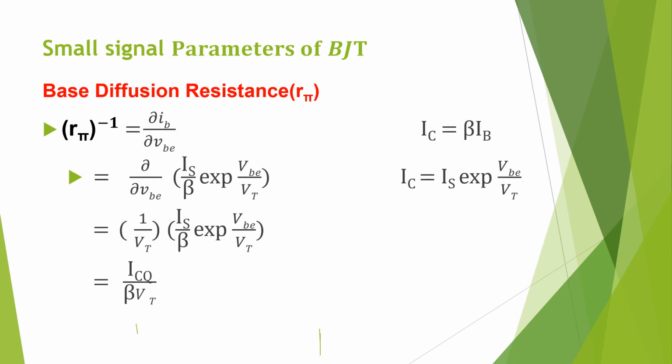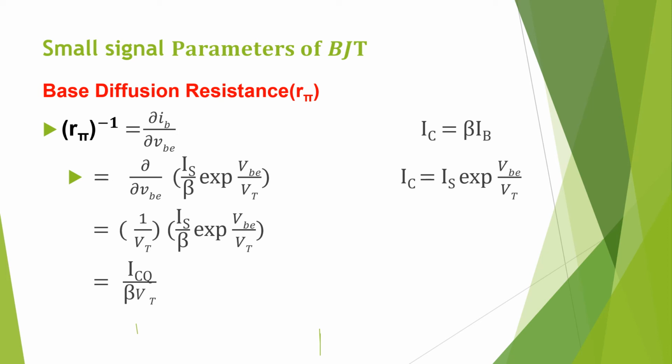The next topic is small signal parameters of BJT. As we all know, we have the equivalent model which contains R-Pi resistance, R naught resistance, and Gm into V pi, which is nothing but the current source. So we have to know these three parameters, right? First we start with the base diffusion resistance, which is R-Pi.